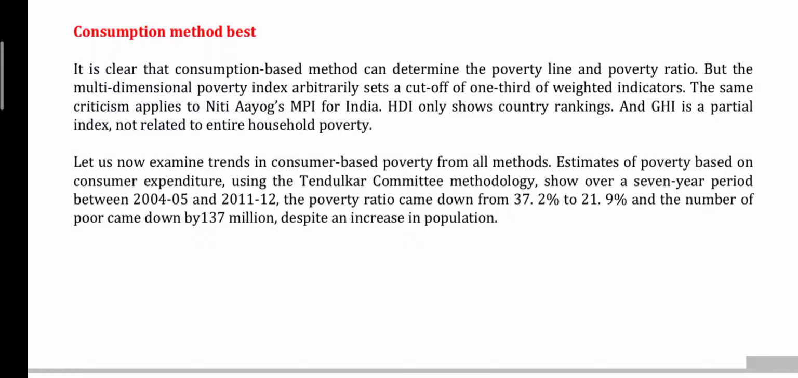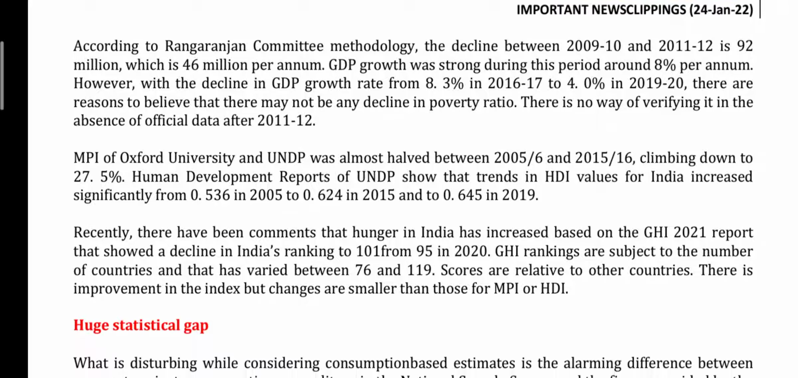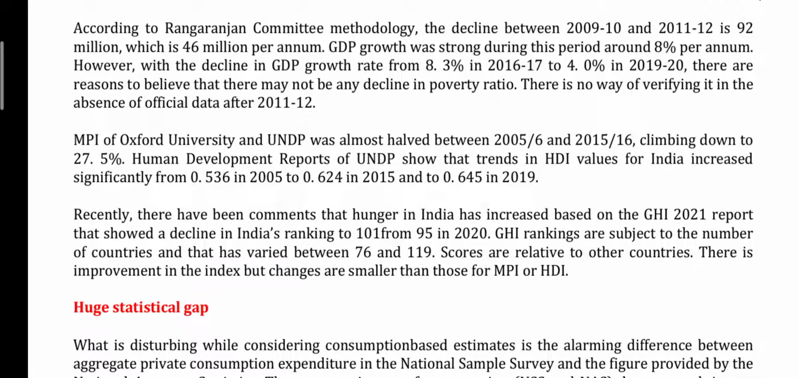Estimates of poverty based on consumer expenditure using the Tendulkar Committee methodology show that over a 7-year period, between 2004-5 and 2011-12, the poverty ratio came down from 37.2% to 21.9%, which means 22%, and the number of poor came down by 137 million despite an increase in population. This was a huge development. According to the Rangarajan Committee methodology, the decline in poverty between 2009-10 and 2011-12 is 92 million, which is 46 million per annum. GDP growth was strong during this period, around 8% per annum.